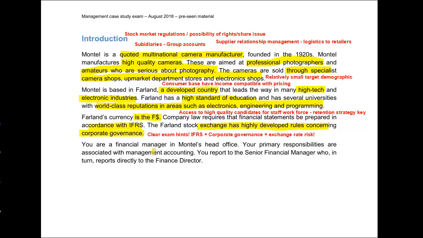And with that said, we get to the final little bit, which is always here. I've looked at a bunch of MCSs by now, and essentially it is the standard reminder that you are a financial manager in the head office, and your primary responsibilities are associated with management accounting. And it mentions that you're situated between an SFM, so senior financial manager, who then informs the FD, the financial director. And this is essentially the stereotypical mention they put in every time in the introduction.